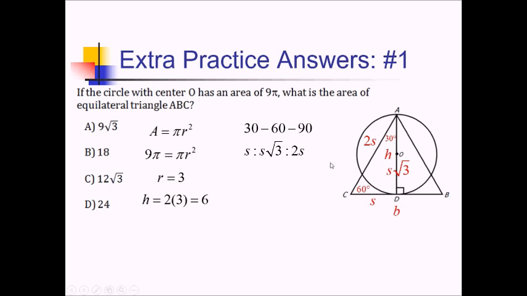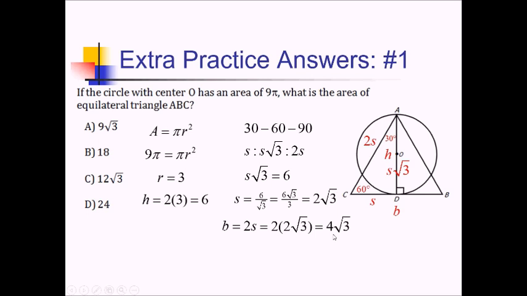Now, the only number that we actually have on this triangle is this h. We found that that was 6 back here. So we can say that s radical 3 equals 6. To find s, we just have to divide both sides by radical 3. So that's going to be 6 over radical 3. And if I multiply by radical 3 over itself, that's going to be 6 radical 3 over 3, which is going to be 2 radical 3. So that's this side down here. Now, the base of that whole triangle is going to be 2 of those. So 2 times 2 radical 3, which is going to give us 4 radical 3.